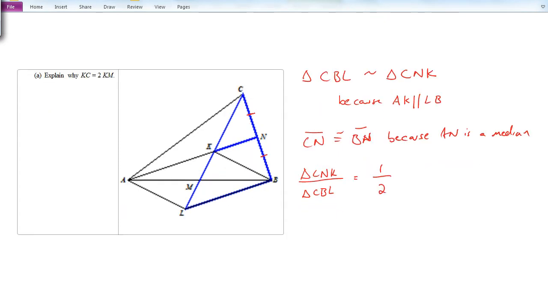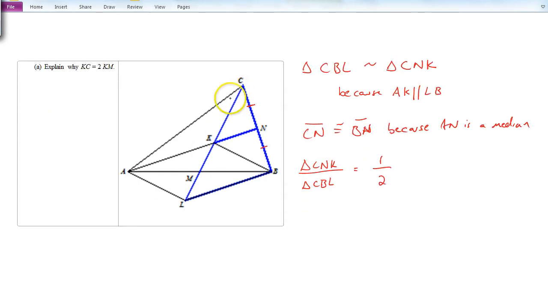Okay, so therefore, we can apply that same reasoning to this side and say that CK is 1/2 of CL. So CK to CL is 1/2. Okay, and from the previous proof, we knew that this side was congruent to this side. So we know that LK and CK are the same length, and that MK is half of LK, which makes MK half of CK.